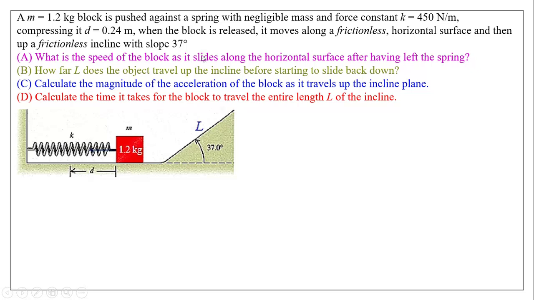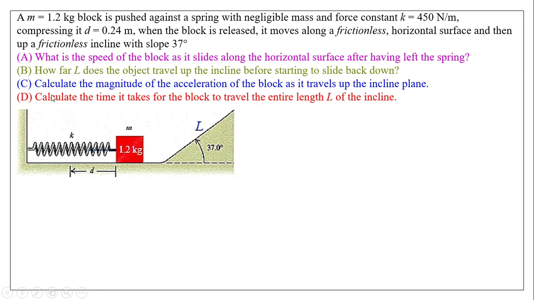Alright, so for this particular problem, we have a mass of 1.22 kilogram. It's pushed against the spring, so it's going to push the spring leftward here, compressing it. The spring constant is 450 as stated, and it is compressing the spring a length of 0.24 meters to the left. And it says when the block is released, it's going to shoot and go up the ramp, and the ramp here is 37 degrees. Alright, other than that, let's go and crack it out.